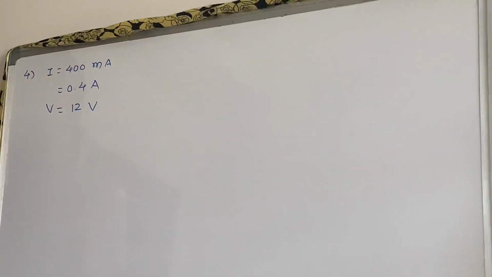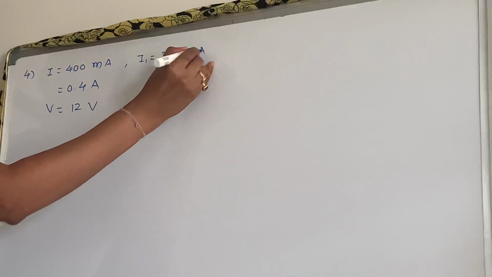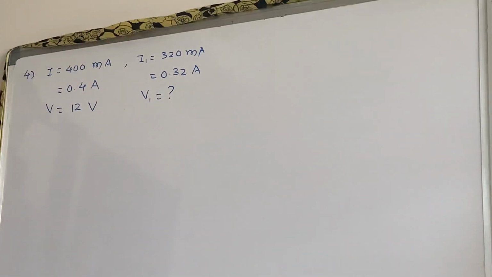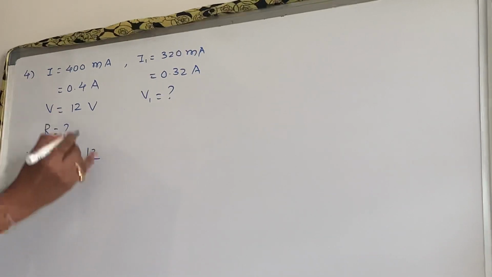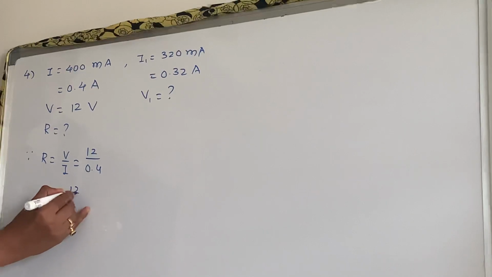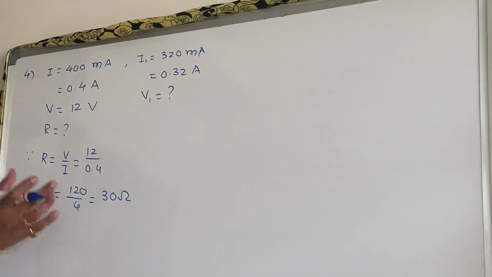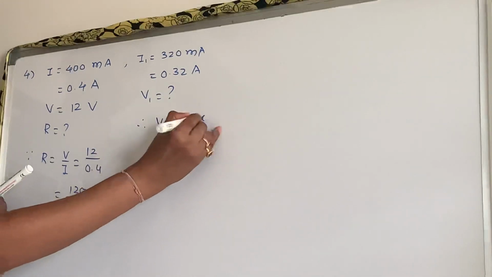Now if the value of resistance changes, and the current is measured, here I1 is the current, which is 320 milliampere, which is 0.32 ampere, and what is the voltage? V1, question mark, right? So in the first part, they want the resistance of this device. So R is equal to V upon I. V is 12, I is equal to 0.4. This is 120 upon 4, that is 30 ohm. This is the resistance. Now I am using the same device over here. So I can write Ohm's law, V1 is I1 into R.